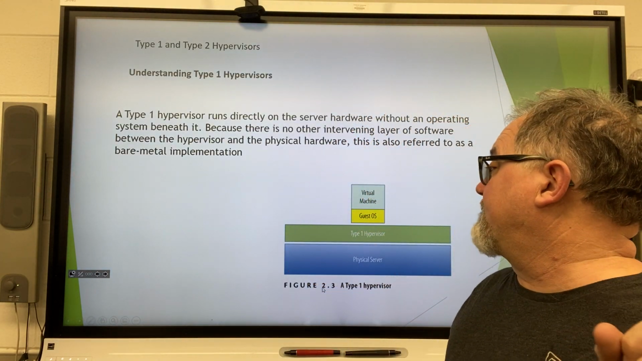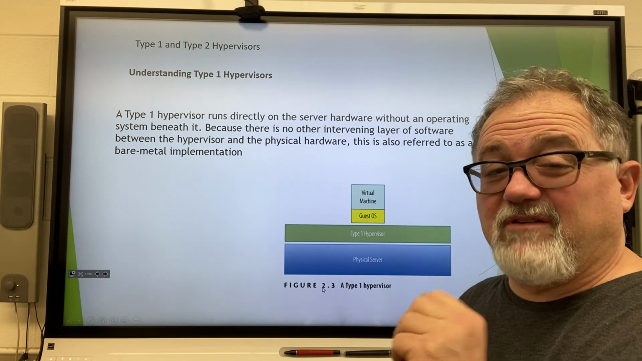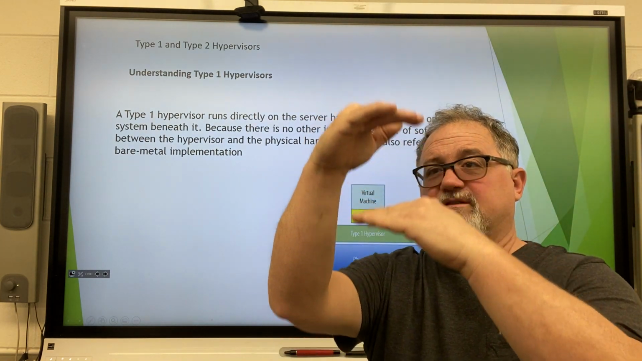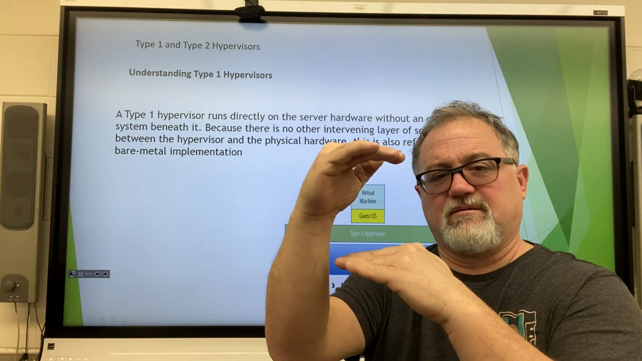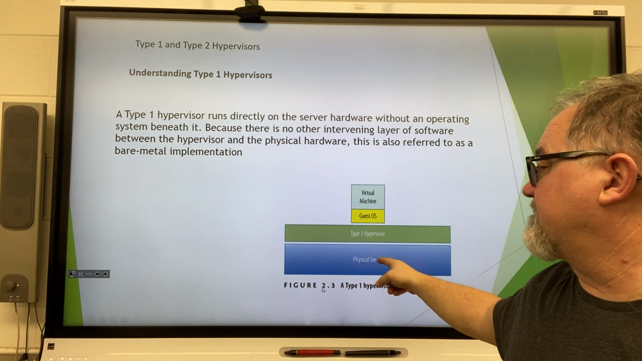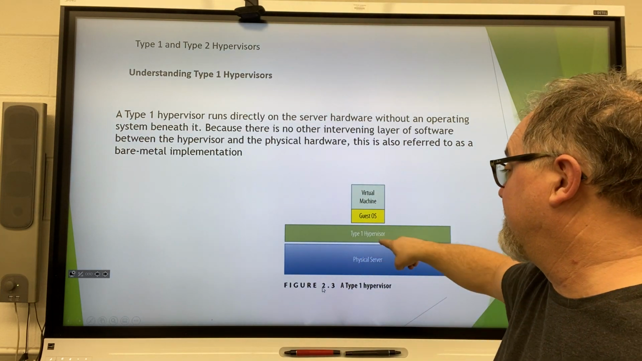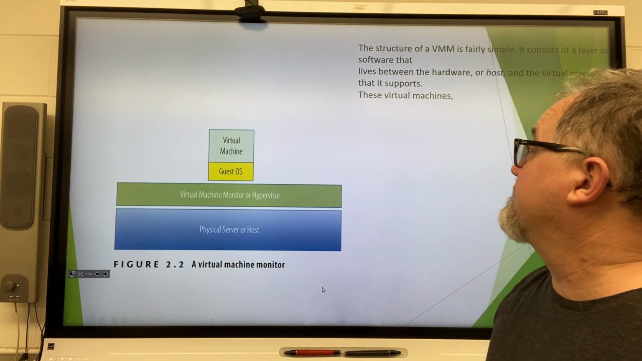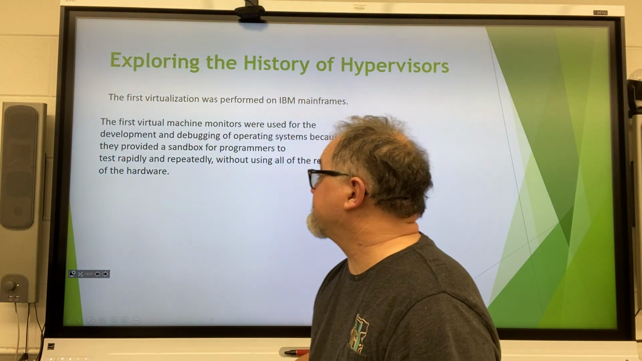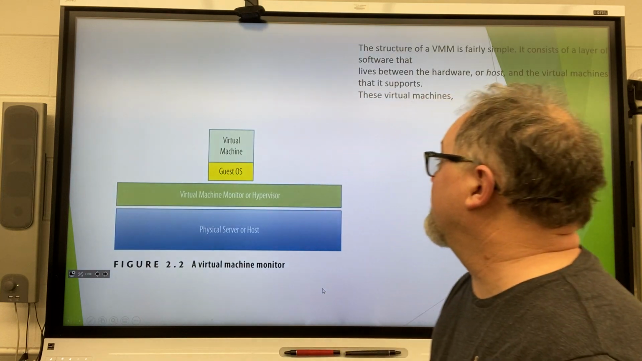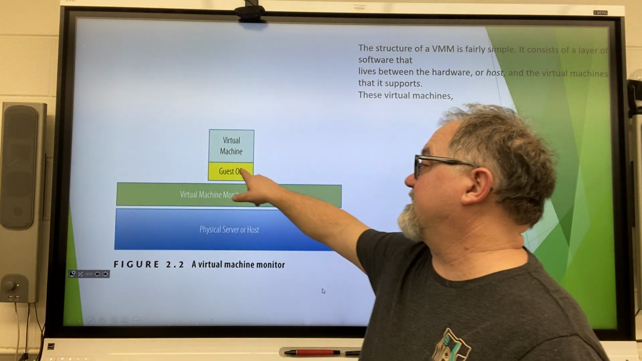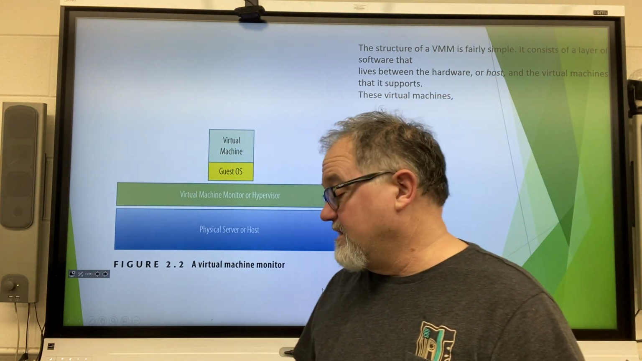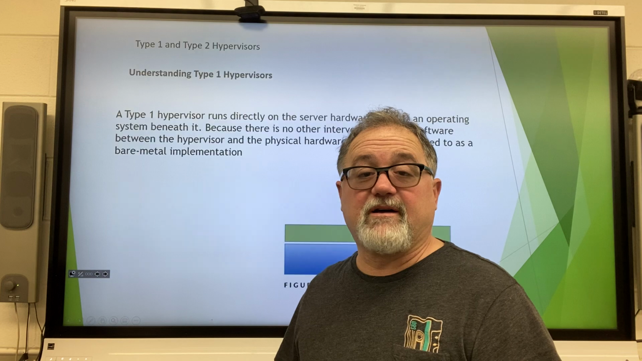A type 1 hypervisor is one that does not have an operating system. That's the main thing: there's not an operating system sandwiched in between the hardware, the physical server, and the hypervisor. You're going to see the diagram. This is a type 1 hypervisor, the guest operating system, and the virtual machine that runs with the guest operating system. The guest operating system is running on the hypervisor.